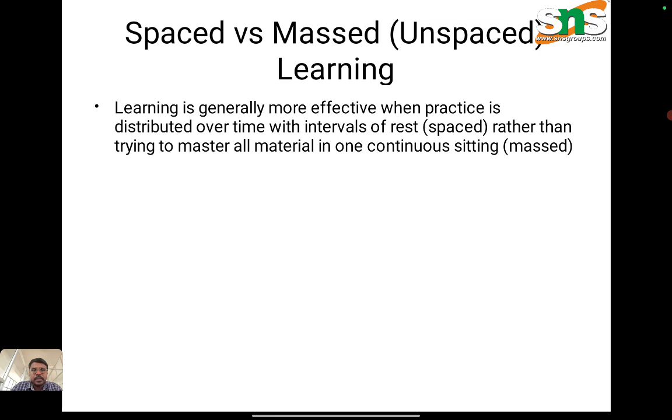Unspaced or massed learning is trying to master all material in one continuous sitting. For example, taking one chapter and learning the complete chapter, and only then will they understand it. In this type of learning the person is not relaxed. So spaced learning is more effective than massed learning.